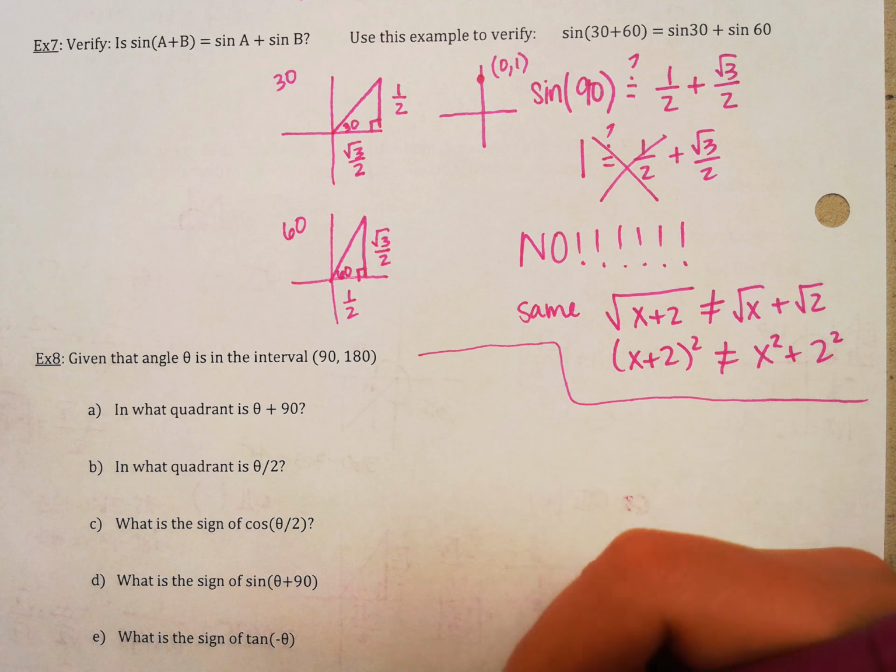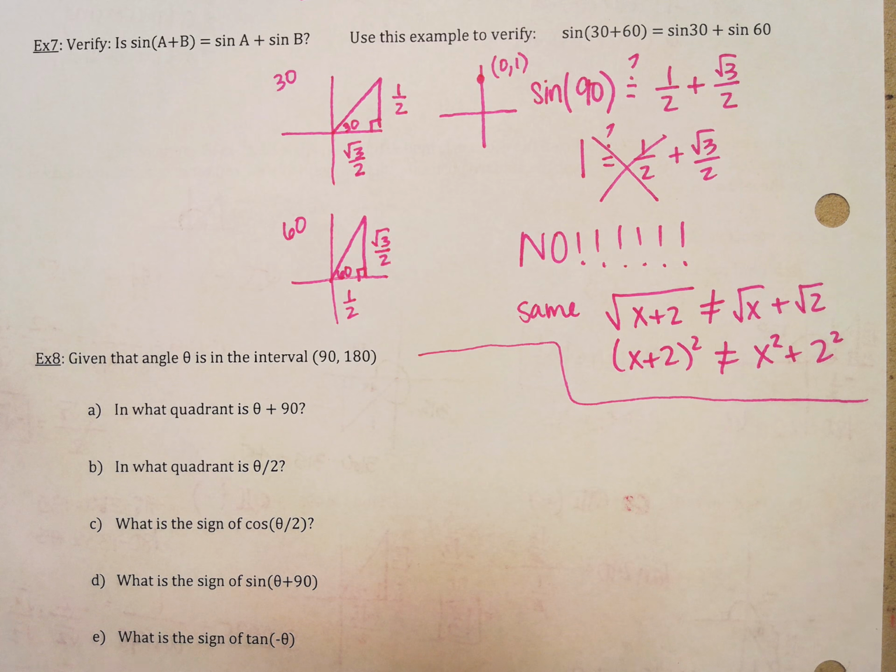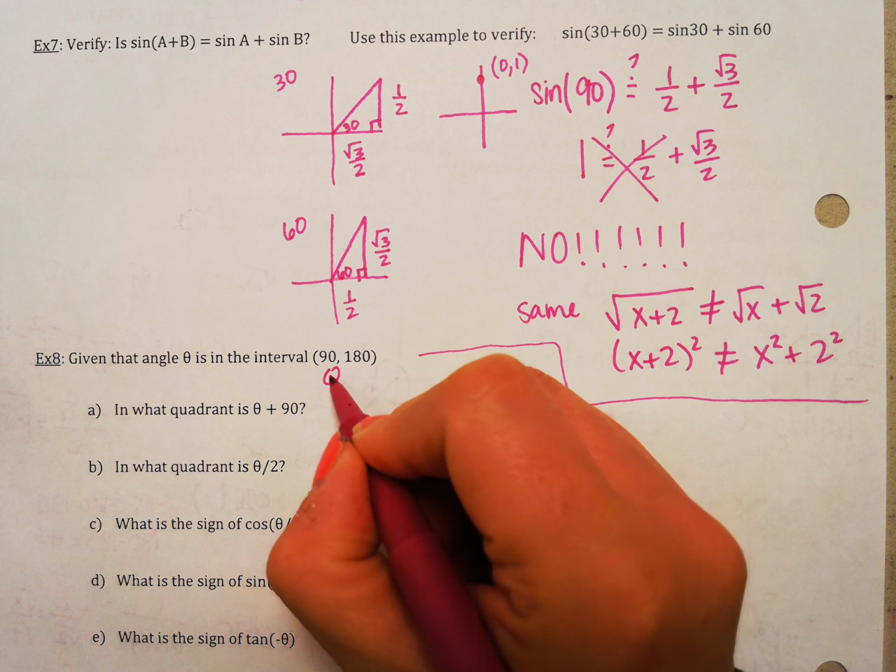This last part is a little bit different. We are looking for, again, we're kind of coming up with our reference angles and trying to figure out our quadrants and what our sine value would be of that. But we're going to approach these ones a little bit different. So it tells us that we have an angle, theta, that is in the interval from 90 to 180 degrees. So that tells us right now that we're in quadrant 2.